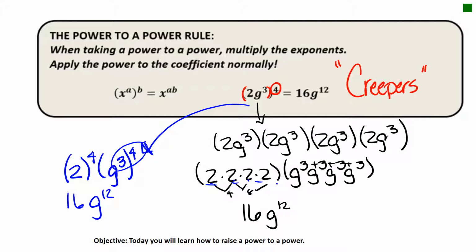So what happens is when we have a creeper, he's creeping on the 2 and he's creeping on the G to the 3. So you separate it into all these little sub houses with their own little creeper. Oh, heebie-jeebies running up and down my spine.